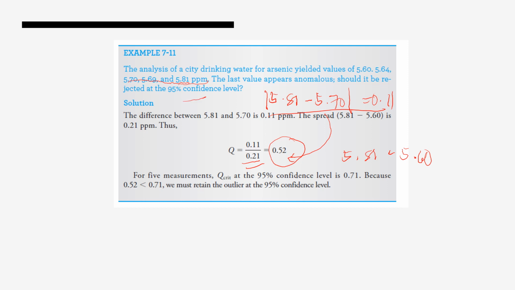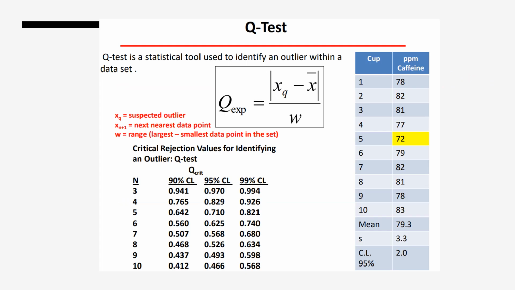We have to check if this outlier, the third one according to this data, since that is anomalous, at the 95% confidence interval, we will reject or we will retain. Take note, when Q is greater than Q critical, we will reject our data. So in this case, this one is less than your Q critical, therefore we have to retain that data. You can calculate your standard deviation including that data. In case we want to reject that data, the rejected data should be removed from the data set and you calculate your standard deviation based on the remaining data. So this one is your Q test.